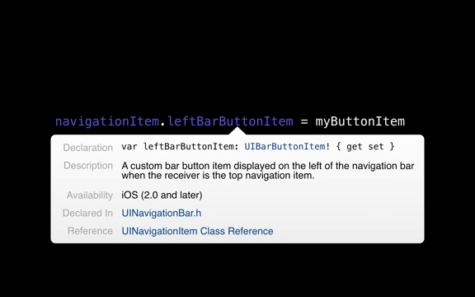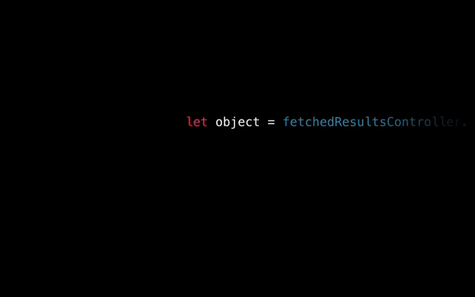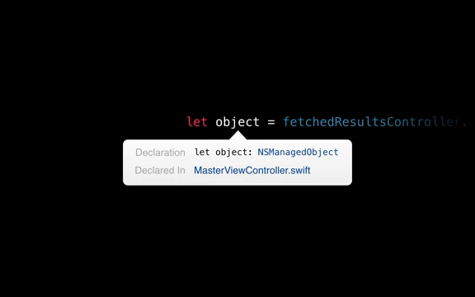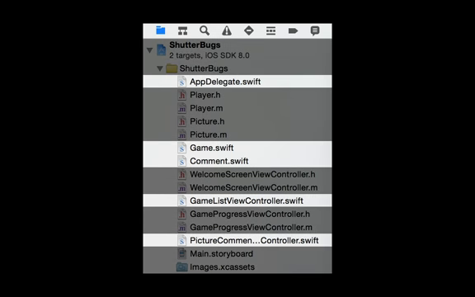Now, quick help actually has another new trick that works well with Swift's inferred types. If you're ever curious about what type is being inferred by Swift, quick help can tell you. And you can freely mix Swift into your existing Objective-C applications. We'll be showing you how easy that is in a few minutes.